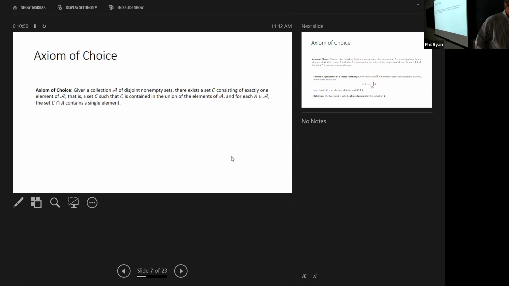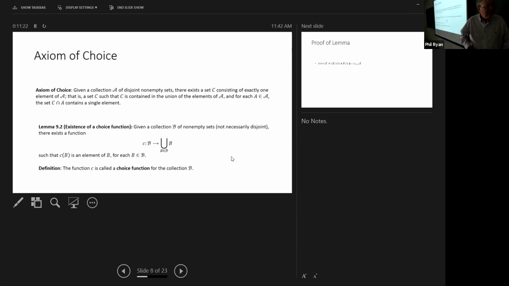Given a collection of disjoint non-empty sets, there exists a set C consisting of exactly one element of our collection. That is, a set C, such that C is contained in the union of elements of A, and for each A in A, the set C intersected A contains a single element. So we have this ability to choose.